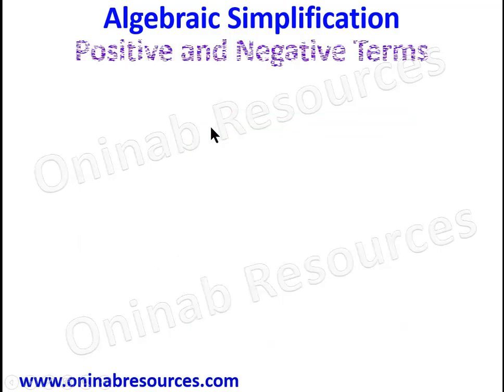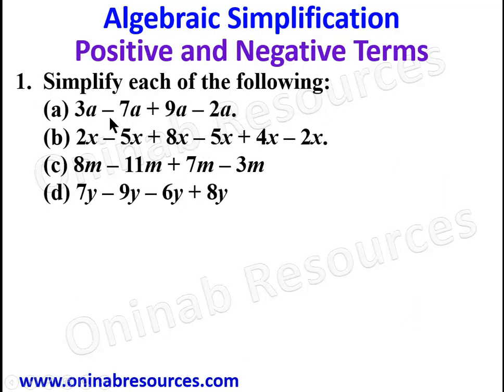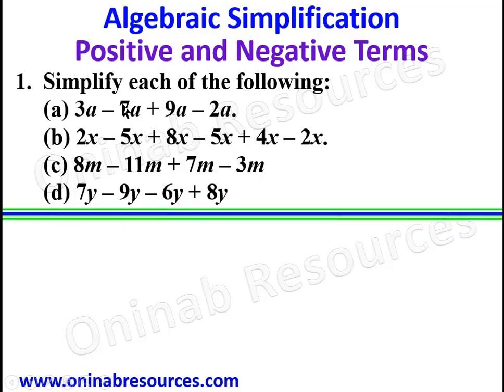We go to positive and negative terms. That will lead us to the first problem here. Simplify each of the following. We have problems A to D. So in finding the solution of these problems, we start with A. We need to identify the positive terms and the negative terms and group them accordingly.